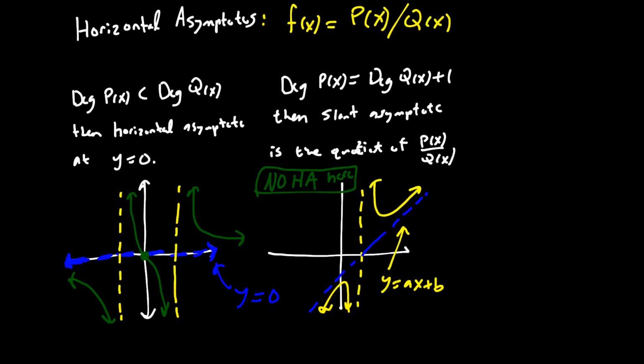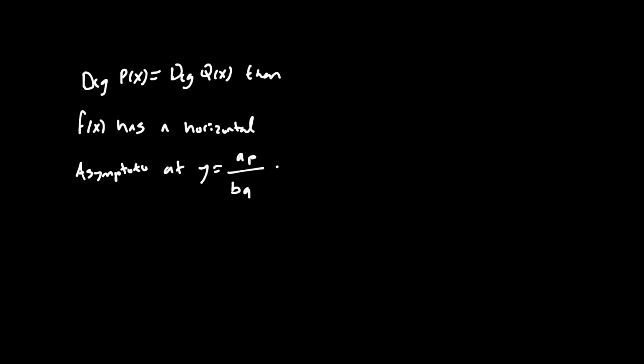The last case is when the degree of the numerator is equal to the degree of the denominator. Then we have a horizontal asymptote at the ratio of the leading coefficients. Now let's go ahead and look at a problem where we identify all horizontal, vertical, and slant asymptotes where applicable.